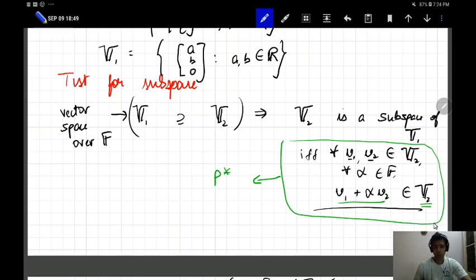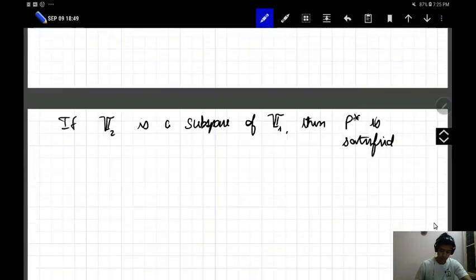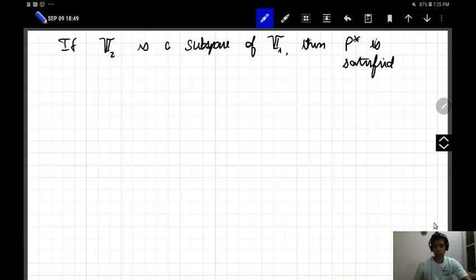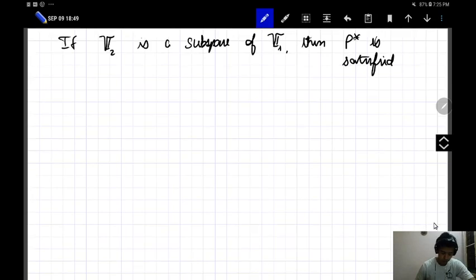So we know that V2 is a subset of V1. We have to prove that V2 is a vector subspace of V1. And to show this, all we need to do is prove that V2 is also a vector space, right? And to prove that it is a vector space, we need to show that every property is satisfied, right? So what properties need to be satisfied? Firstly, they need to be closed.